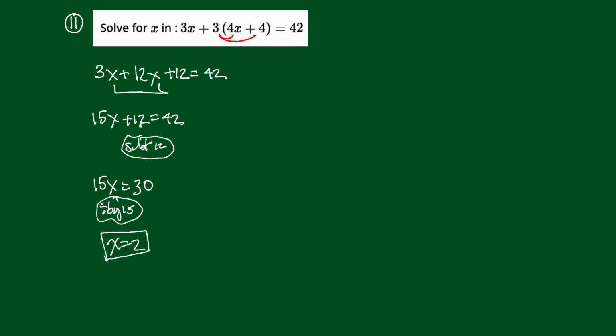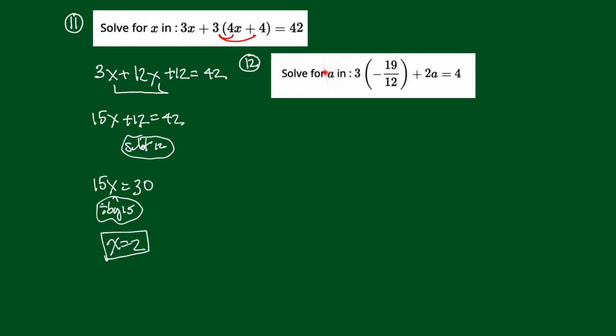So we've got it. Number 12, we want to solve for a in this equation. 3 times this fraction plus 2a is equal to 4. All right, so the first thing we're going to do here is I see a multiplication, so let's multiply. Now, here's how I see this. I see this as 3 times negative 19 over 12, and then plus 2a equals 4.